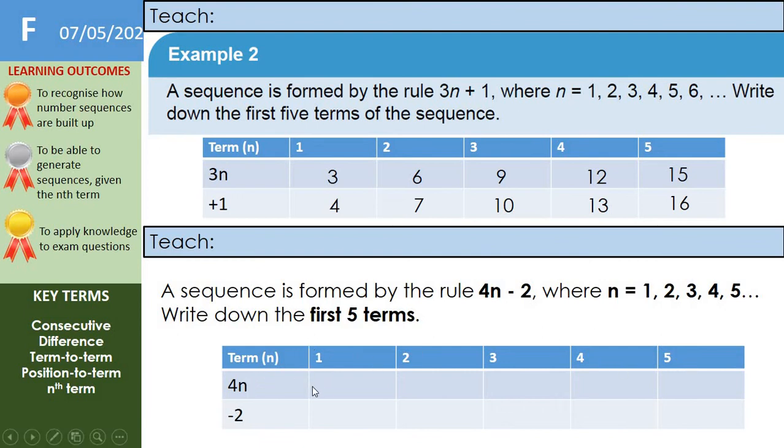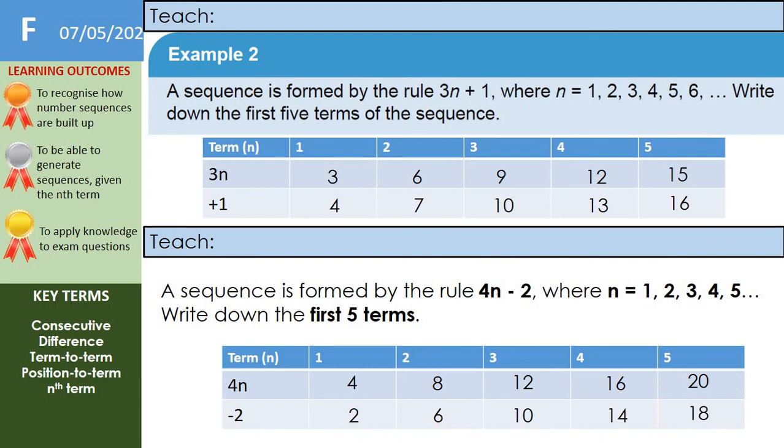So here, 4 times 1 is 4, 4 times 2 is 8, 4 times 3 is 12, 4 times 4 is 16, and 4 times 5 is 20. So we're almost there. We've now got to subtract 2 from each of the answers we've got above, and we get 2, 6, 10, 14 and 18.